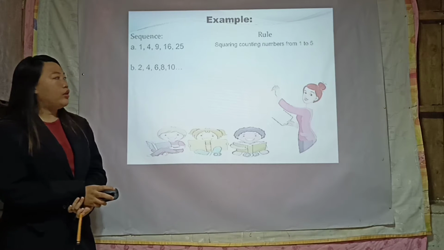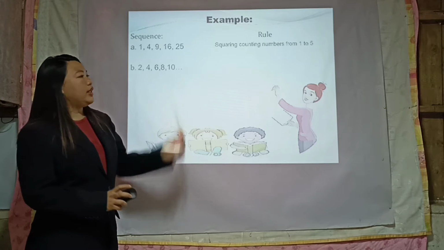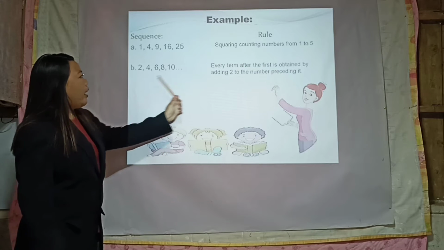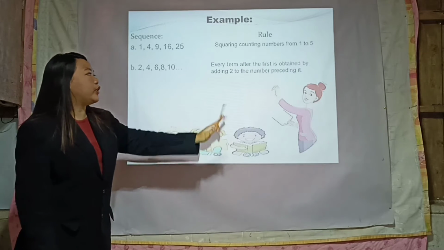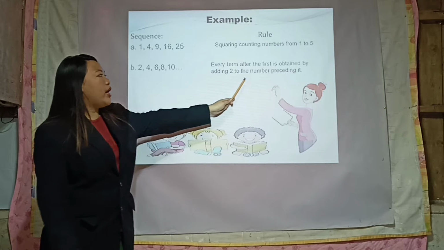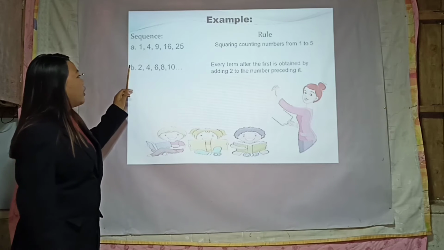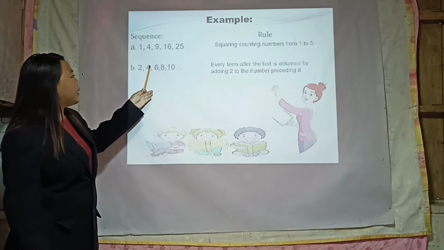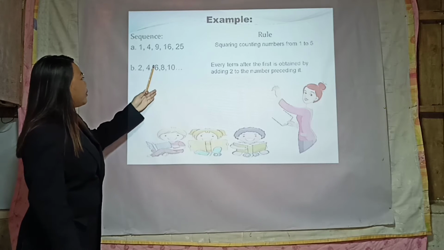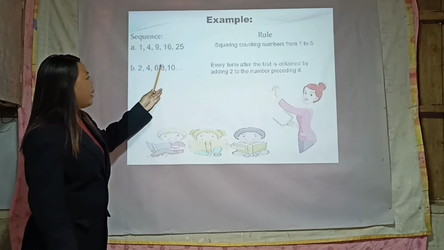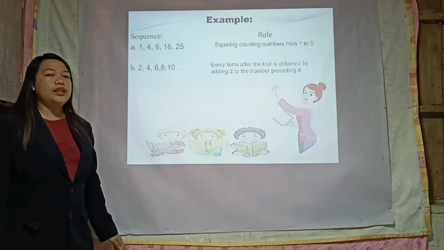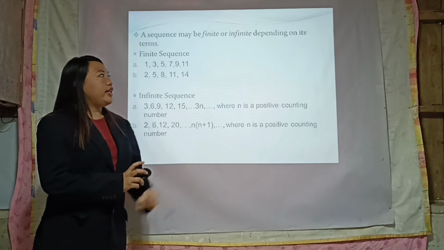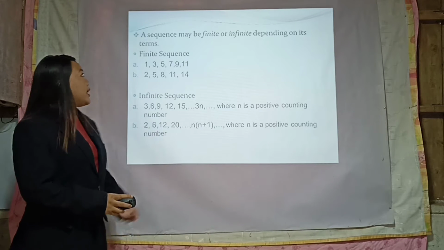So, next example. This example is an infinite sequence. Every term after the first is obtained by adding 2 to the number preceding it. So, adding 2: 2 plus 2 is equal to 4, 4 plus 2 is equal to 6, 6 plus 2 is equal to 8, and 8 plus 2 is equal to 10, and so on. A sequence may be finite or infinite depending on its terms.